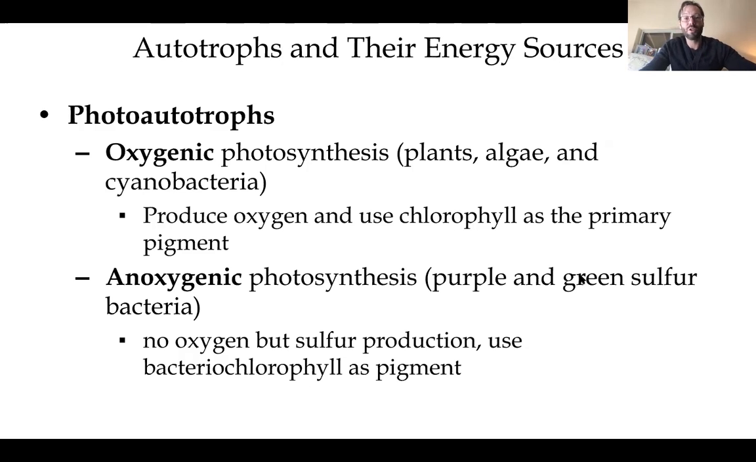Instead, they produce sulfur. Okay. And they use this special type of bacteriochlorophyll to do that. So plants, algae, cyanobacteria have typical chlorophyll that we think of, that we've learned about in botany, right, with photosynthesis. But these anoxygenic ones use their own form of bacteriochlorophyll. And that can give them a purple or a green pigment, depending on the particular type of bacteriochlorophyll.